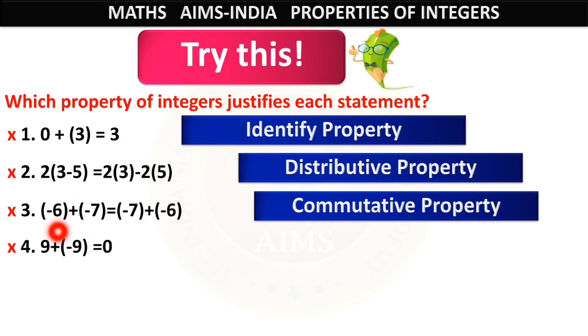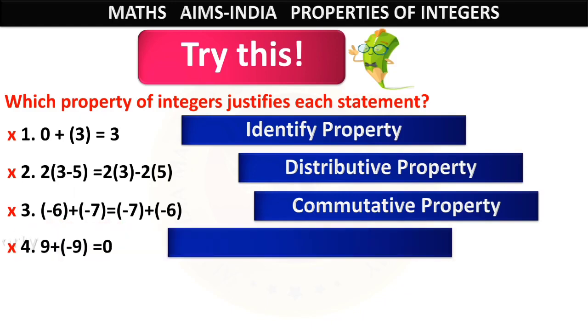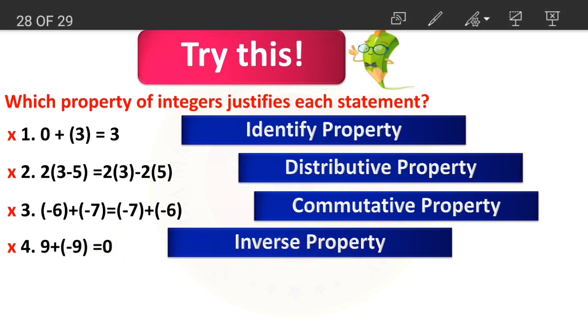The fourth question is 9 plus minus 9 is equal to 0. Now which property is this? This is inverse property. When we are adding an integer a with its additive inverse minus a, we got the answer as 0. So it is justifying inverse property. 9 minus 9 is equal to 0.